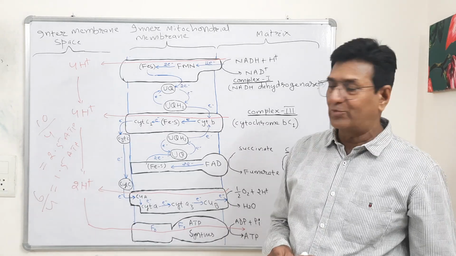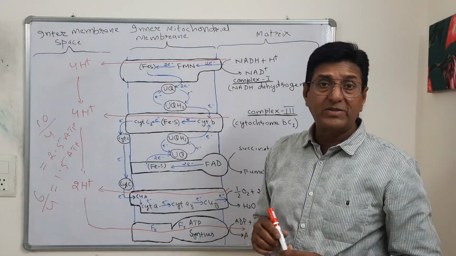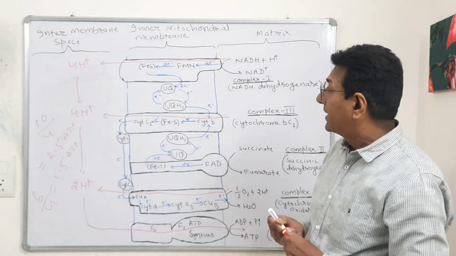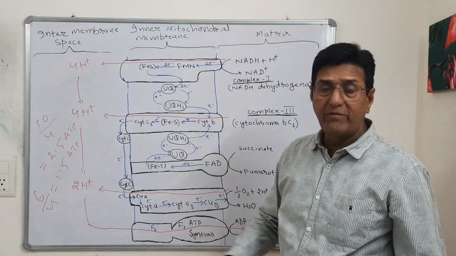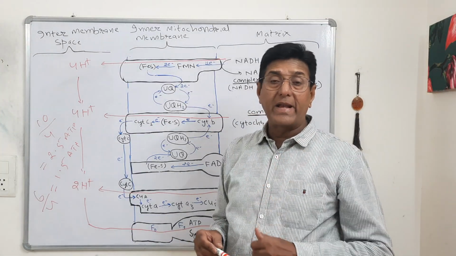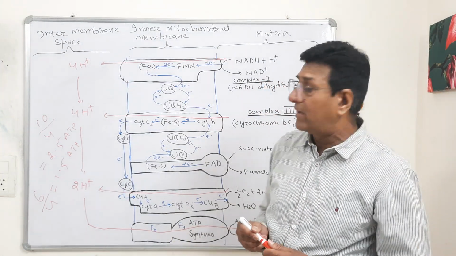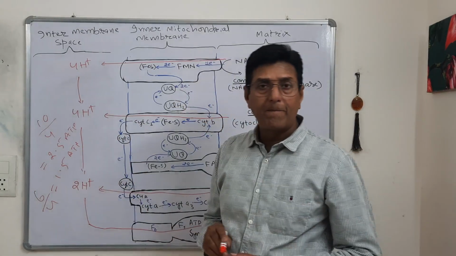When 1 NADH takes part in the process, then 10 protons, 4, 4, 2, will be moved through this complex. Then by 1 NADH, the number of ATP will be 10 by 4, which means 2.5 ATP.